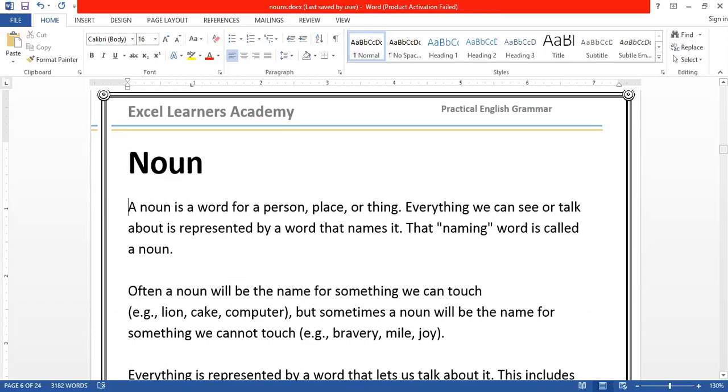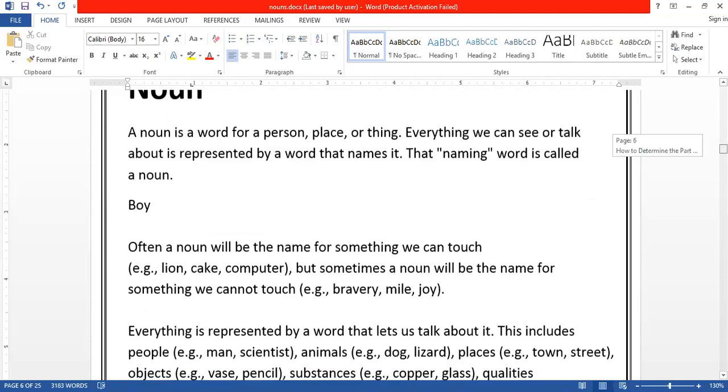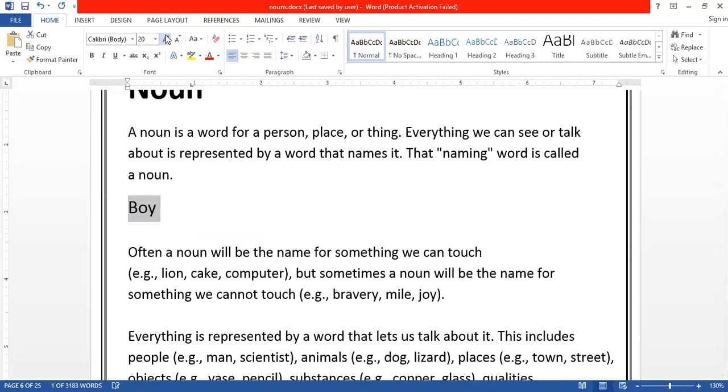What is a noun? A noun is a word or group of words. A noun can be a single word. It can be one word. For example, if I say boy, B-O-Y. So, boy is what? It's one word only. So if boy is a single word, I can say that a noun can be one word, or a noun can be more than one word. It can be a group of words.